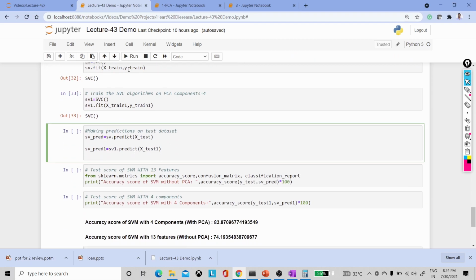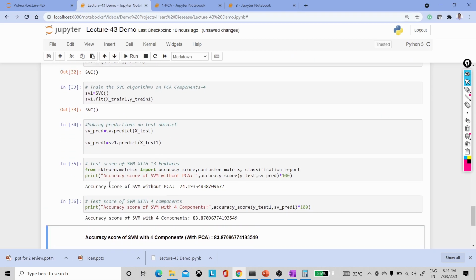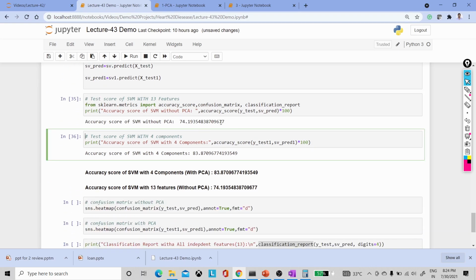So now my predict. See, the accuracy score of the SVM without PCA, on X test, Y test and SV pred. So this is the accuracy I got. This is the result of the 13 columns, which means without applying PCA. Then this is Y test 1 and SV predict 1. So my accuracy has increased. Compared to this, here without PCA I am taking the 13 columns, all columns of the data.